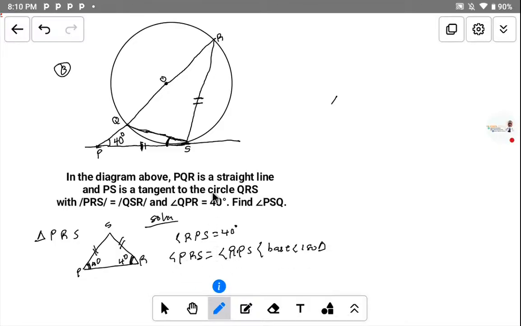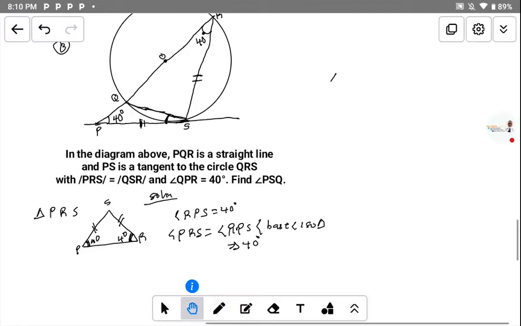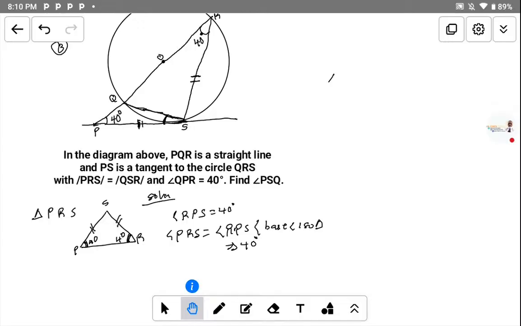So definitely the angle we're told to find here is equal to 40, because this angle here and this angle here are equal. So this place is equal to 40 degrees. Now, the next step we have to do here, that is not the question we're told to find. The question we're told to find is angle PSQ. So you want to find the angle PSQ.